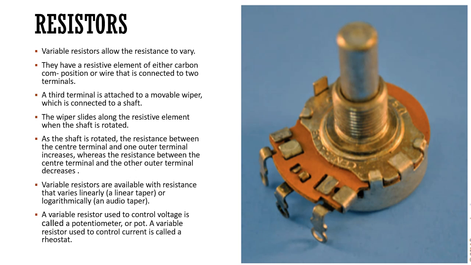Variable resistors are available with resistance that varies linearly, a linear taper, or logarithmically, an audio taper. A variable resistor used to control voltage is called a potentiometer, or pot. A variable resistor used to control current is called a rheostat.